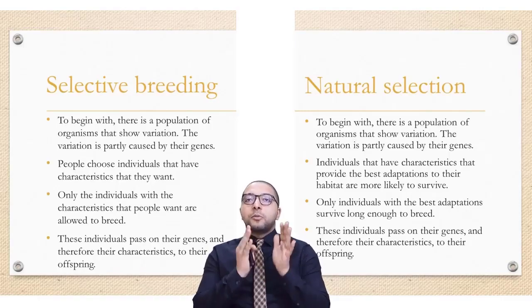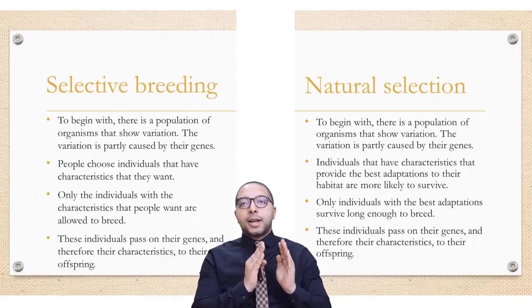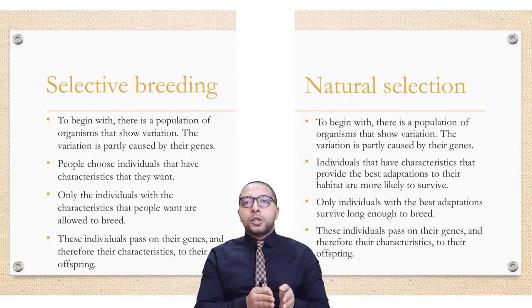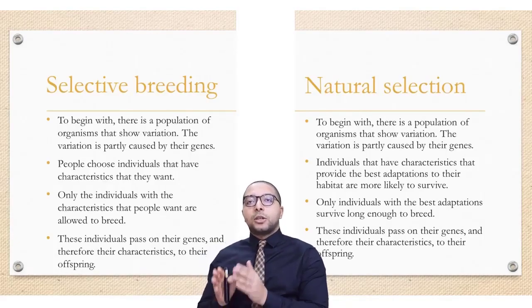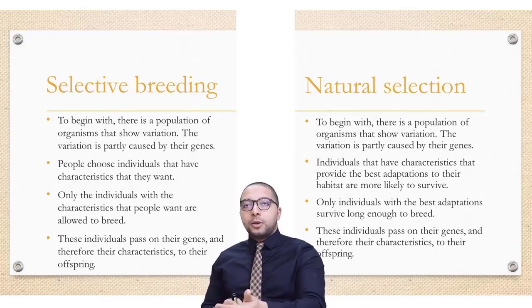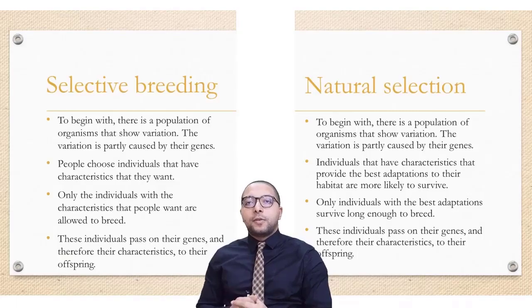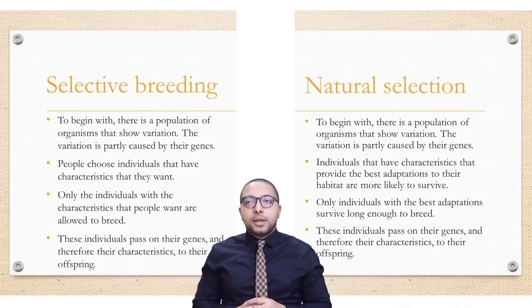So selective breeding is mainly about the humans. They are deciding which characteristic will be passed through which parent and which offspring. In natural selection, nature is deciding which feature should be passed on and survive in the habitat. It's based on adaptation and surviving in the habitat.